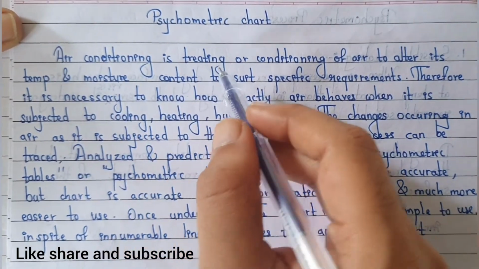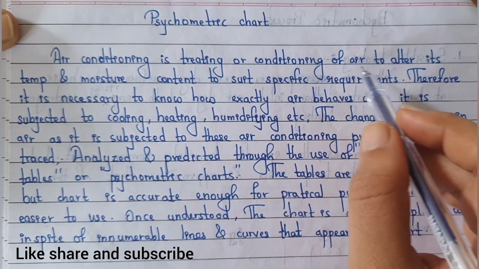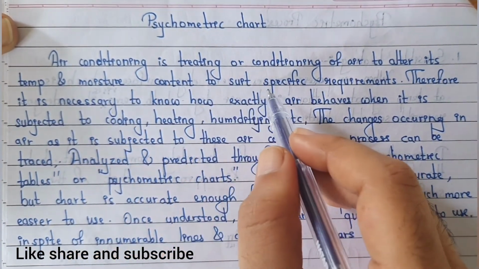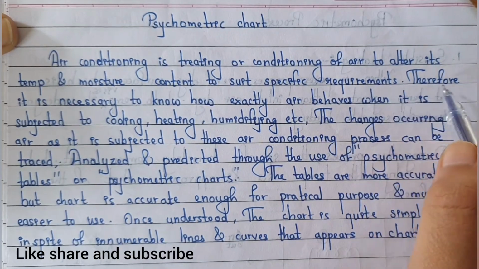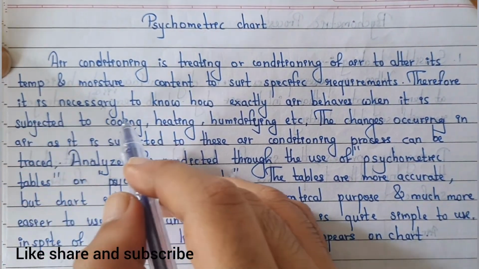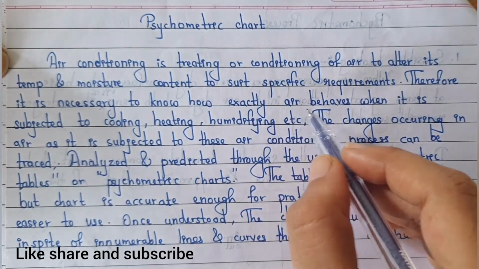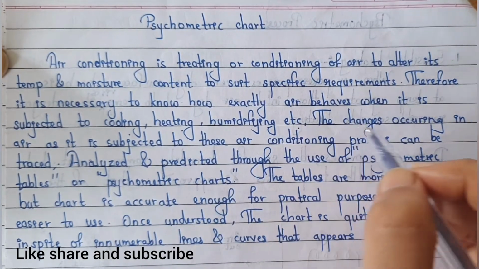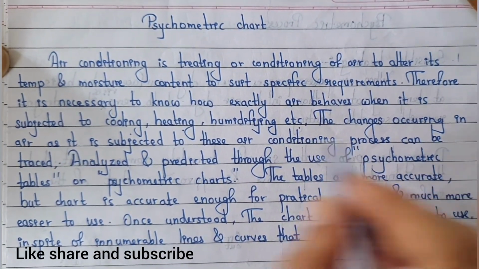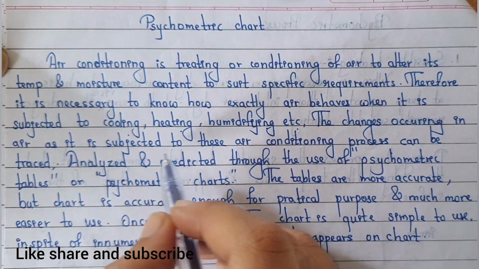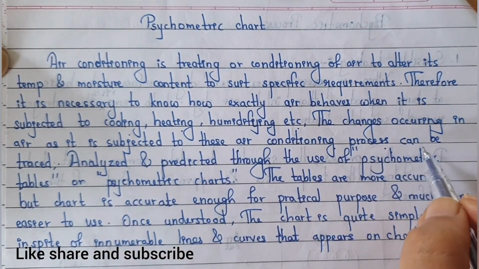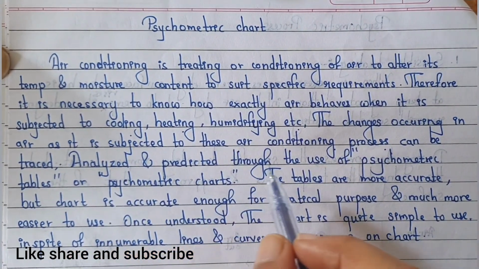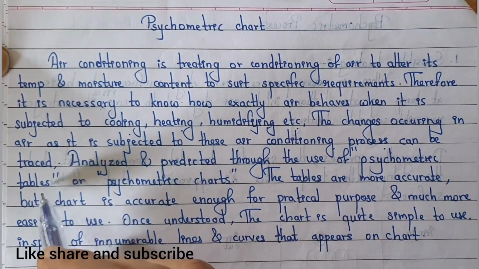Air conditioning is treating or conditioning of air to alter its temperature and moisture content to suit specific requirements. Therefore, it is necessary to know how exactly air behaves when it is subjected to cooling, heating, humidifying, etc. The change occurring in the air as it is subjected to these air conditioning processes can be traced, analyzed and predicted through the use of psychrometric tables.